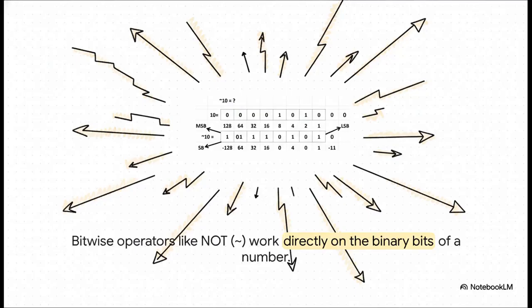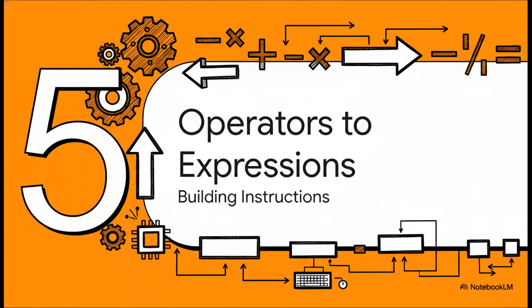Now, C also has another, more advanced set of tools called Bitwise Operators. We won't go deep into these today, but you should know they exist. These guys don't look at a number like 10. They get right down to the nitty-gritty, the individual zeros and ones, the bits that make up that number. This is for really low-level stuff, like talking directly to hardware or squeezing every last drop of performance out of your code.